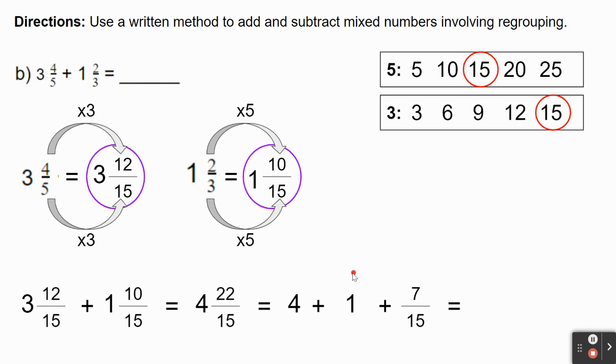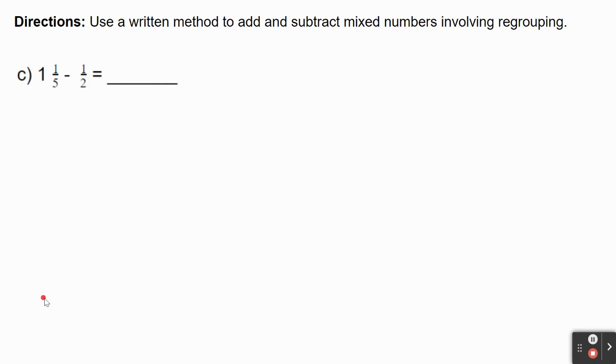So now we can go ahead and add these whole numbers and fractions together. 4 plus 1 is 5, plus 7 fifteenths is 5 and 7 fifteenths. So the sum is 5 and 7 fifteenths. Now let's try a subtraction problem. Here we have 1 and 1/5 minus 1/2.